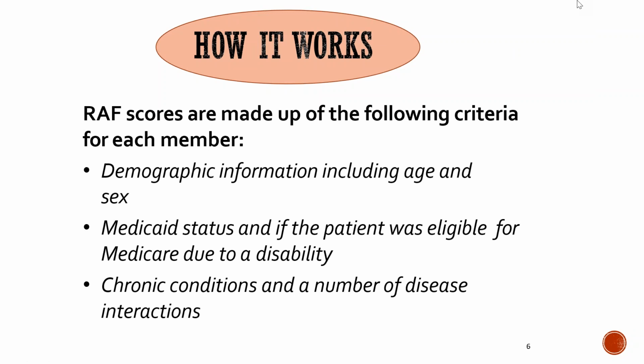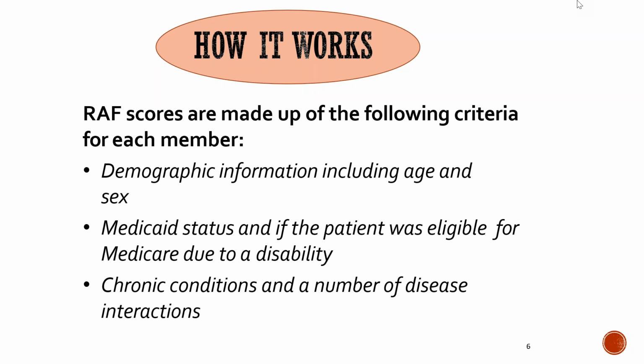So just a little review of your RAF score, your risk adjustment factor scores. Each patient gets a score that includes their demographic information, like their age and their sex, their Medicaid status if they're dual enrolled, and if they were eligible for Medicare due to disability, that gets counted in there as well. And then all of their chronic conditions and a number of disease interactions as well.